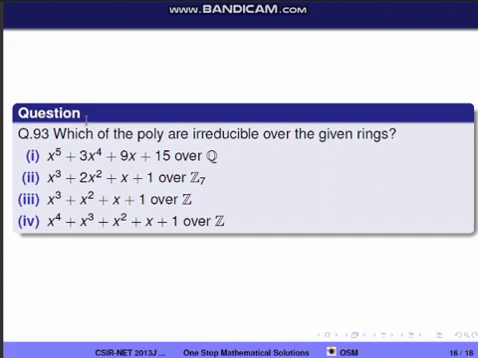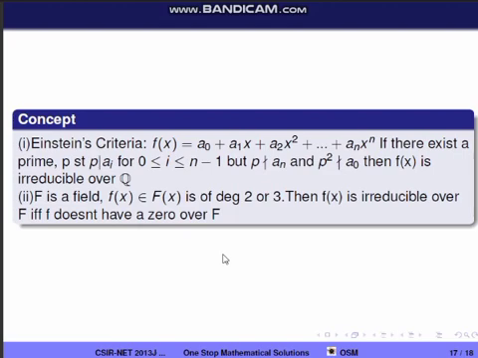Next question, question 93. Which of the polynomials are irreducible over the given rings? So we have been given 4 options. We have to find which of them are irreducible over the given rings. So first of all, we'll look into the concept used in the question.